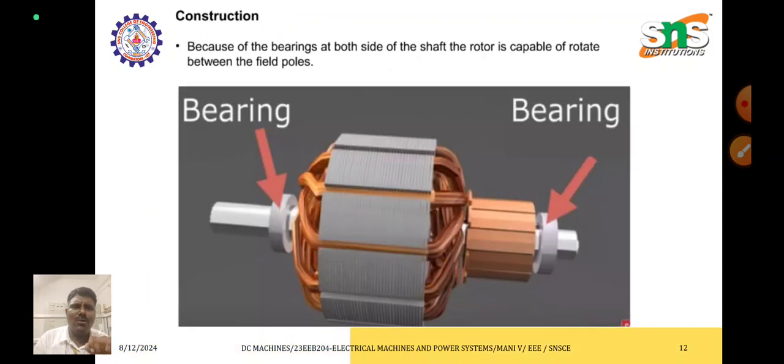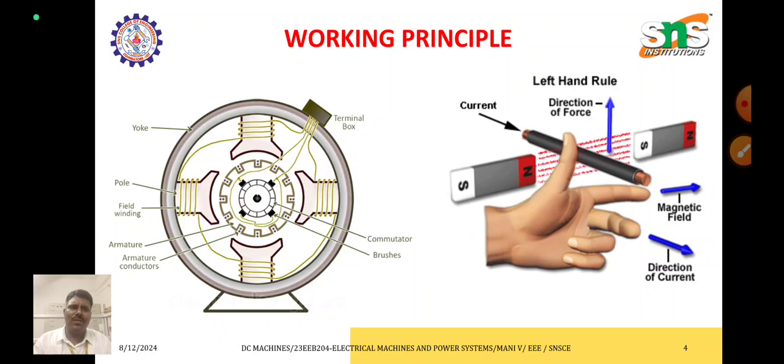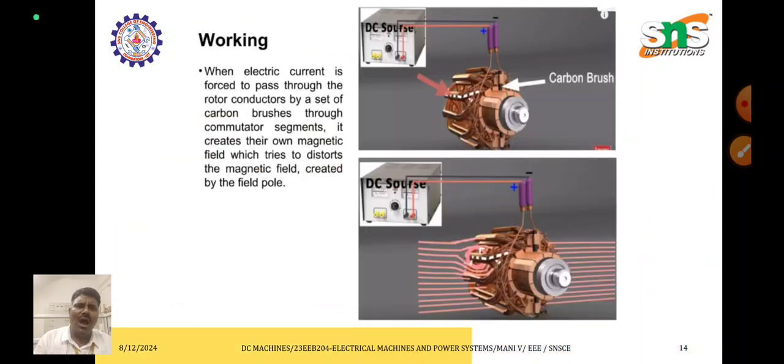And because of the bearings at both sides of the shaft, the rotor is capable of rotating freely. It is free to rotate on the shaft. The principle is Fleming's left hand rule. And the working: whenever the current carrying conductor is placed in a magnetic field, there will be a tendency for the armature to rotate. While rotating, the armature cuts the fluxes and induces an EMF. That induced EMF is the back EMF.